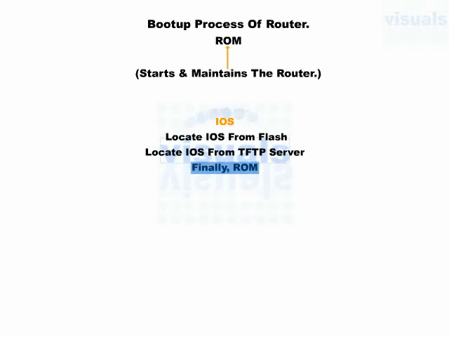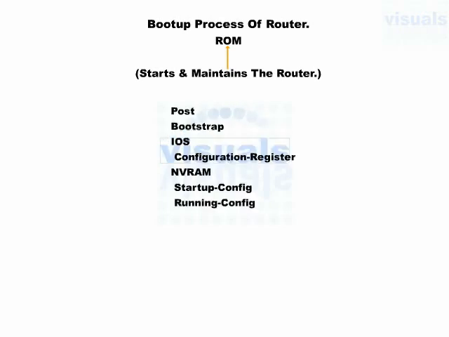We assume that it finds a valid IOS image from flash memory. After loading the IOS image, it checks the configuration register settings. Well, IOS is installed on the flash memory of a router. My 2610 has 16 MB of flash memory. Flash memory can be updated. So we assume that our router finds the IOS image from flash memory. Now let's move towards the configuration register.